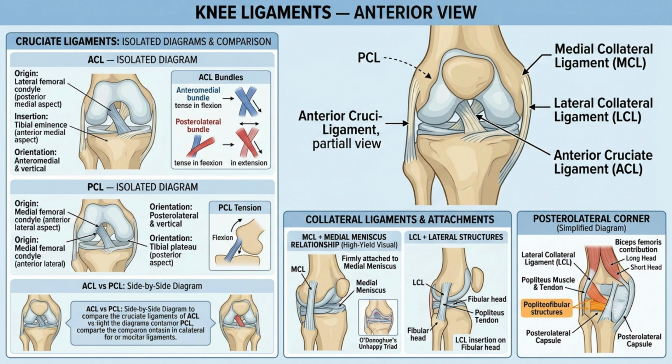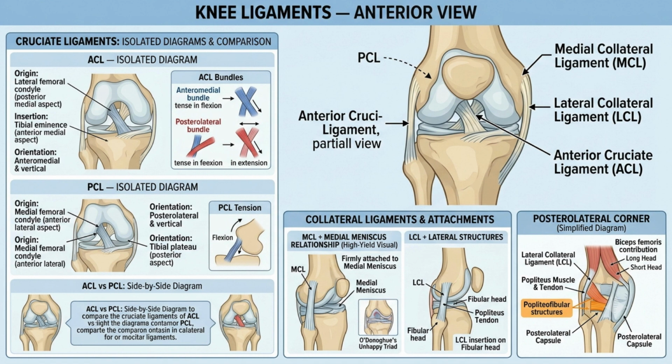The anterior cruciate ligament runs from the anterior region of the tibia towards the lateral aspect of the femur. Its major function is to resist excessive anterior translation of the tibia relative to the femur. It also contributes significantly to rotational stability. The ACL can be divided into anteromedial and posterolateral bundles. Their tension changes depending on the position of the knee. The posterior cruciate ligament runs from the posterior tibia towards the femur. Its primary role is to resist posterior translation of the tibia.